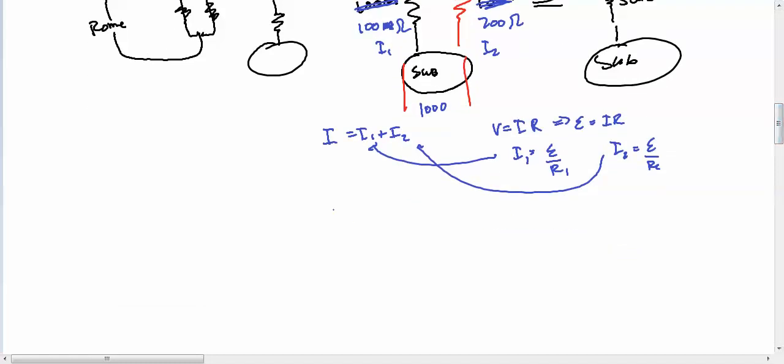So what I'm saying is, I is equal to E over R1 plus E over R2. Okay, I'm going to factor out an E. So I have I is equal to E times (1 over R1 plus 1 over R2). I'm going to divide through that.